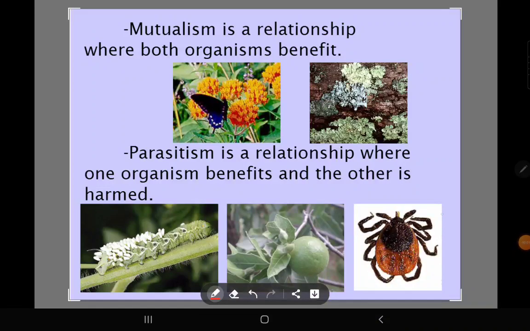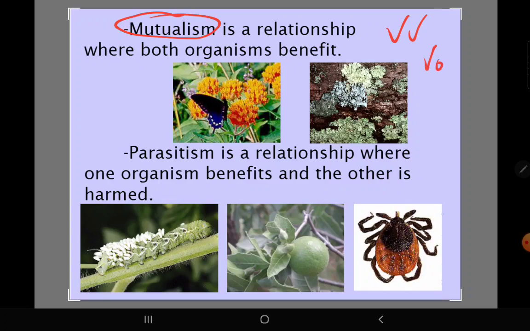The next type of symbiosis relationship is mutualism, and this is when both organisms are helped. In the previous one, one organism was helped and the other wasn't. So in this one, both organisms are helped. For example, the butterfly and the flower.